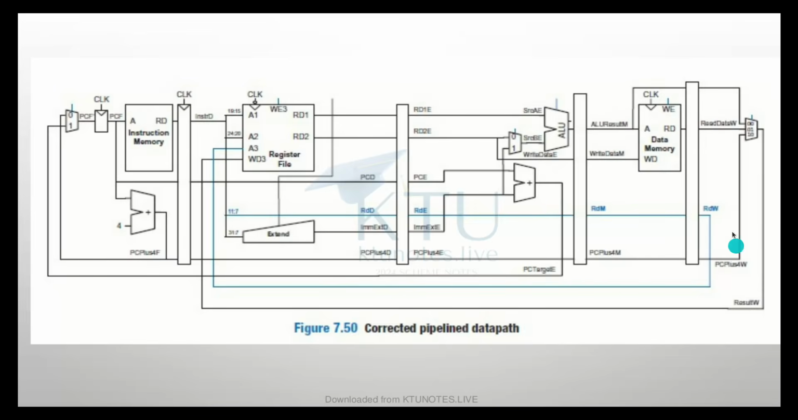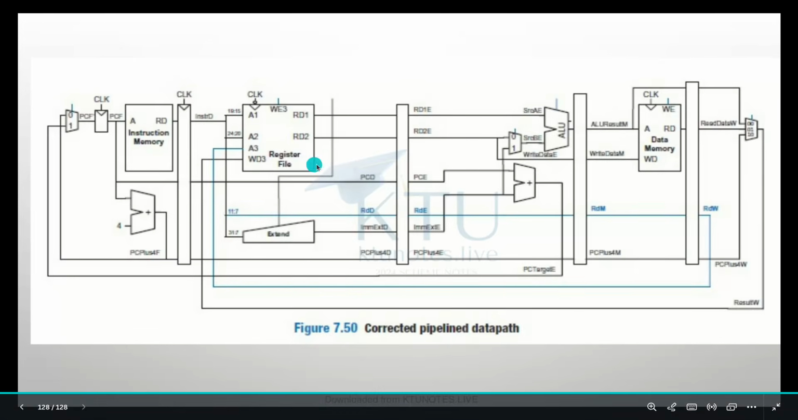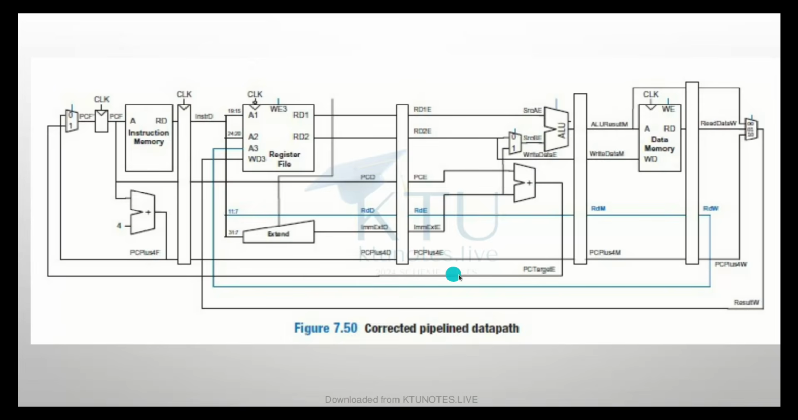Now why PC? In order to make sure that there is no bug which is going to happen, that is why we take PC plus 4D, PC plus 4E, and that value you are going to pass to the multiplexer directly. So the thing that you have to understand is that in each of these registers, the PC plus 4 value is stored in each of the stage registers, and if you see here, in this register only the instruction is stored, and that instruction is passed here.